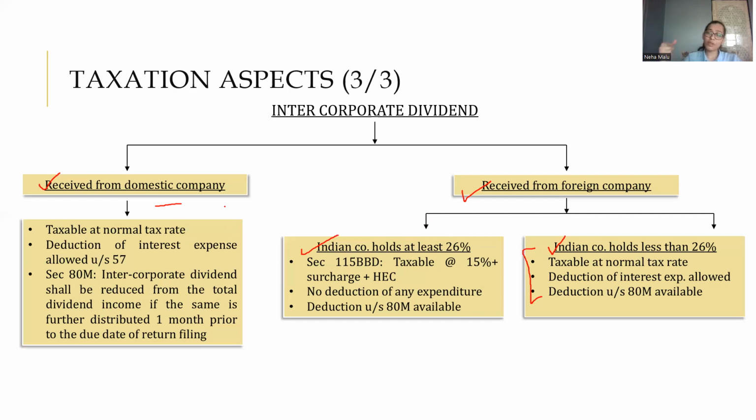However, when the Indian company holds at least 26% in the foreign company, in that particular case, the dividend income is taxable at the rate of 15% plus surcharge plus HEC under section 115BBD of the Income Tax Act. And no deduction of any expenses is allowed, whether it is interest expense or any other expense. No deduction is allowed in this particular case. However, deduction under Chapter 6A, Section 80M of the Income Tax Act is still available.